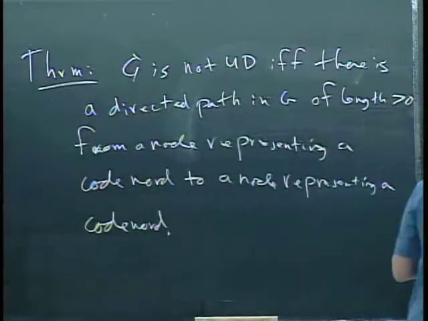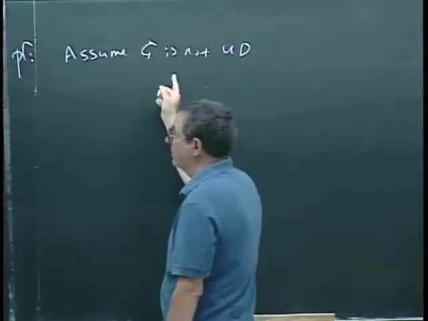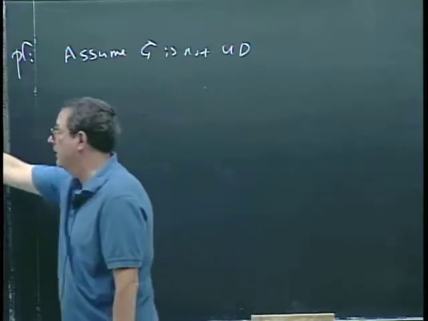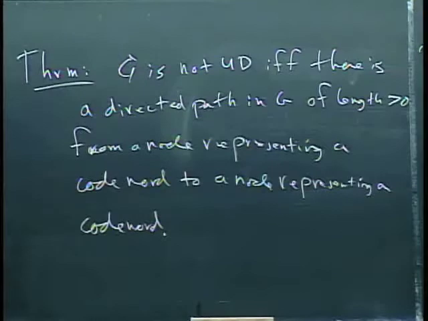Okay, so we assume that the code is not uniquely decipherable. We're going to do that direction. So we want to be able to show that there is a directed path in G that satisfies this type. So assume the code is not uniquely decipherable.